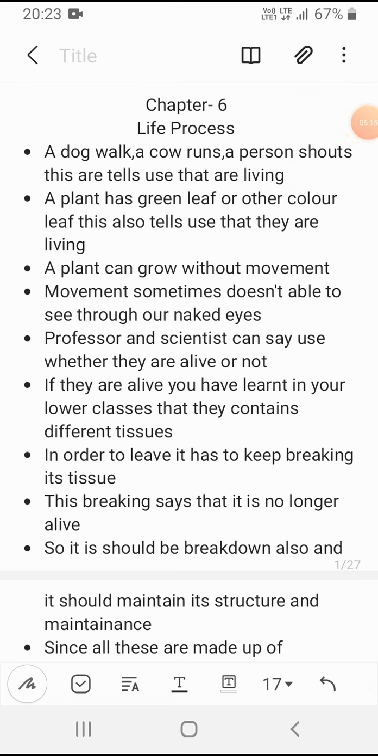And don't forget to read this chapter. They may ask the diagram and some more questions for 2-3 marks, and sometimes for 1 mark also. So this is a long chapter, so please don't forget to read this.